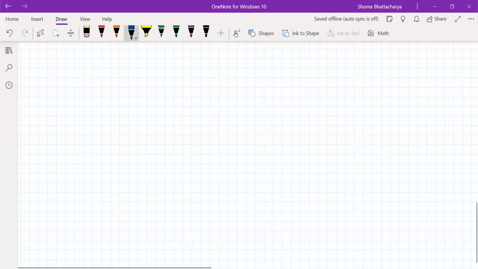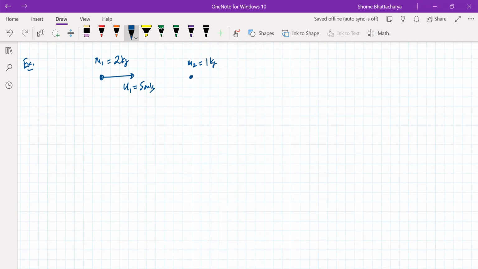Okay, so let's look at a numerical example. We have a particle of mass 2 kilograms, moving at a speed of u1 equal to 5 meters per second, approaching another particle which is lighter, of mass 1 kilogram, moving away in this direction at u2 equal to 2 meters per second. They make a head-on impact, m1 and m2.